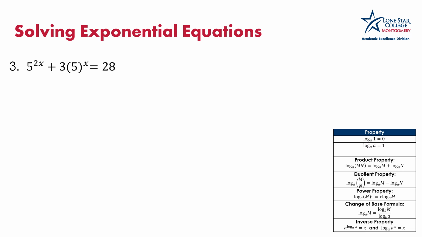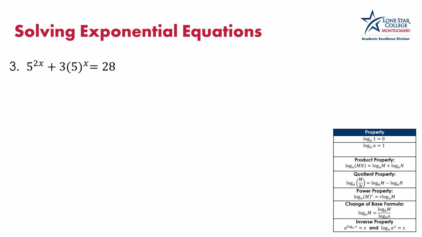So next example, we have 5 to the 2x plus 3 times 5 to the x equals 28. When you first look at this, we see some strange things going on because we have two exponential terms, the 5 to the 2x and 5 to the x, but there's no way we can separate them in a way where we get one on one side and one on the other because of the 28.